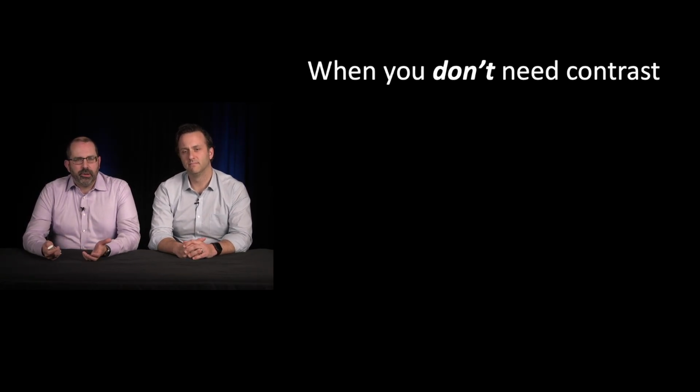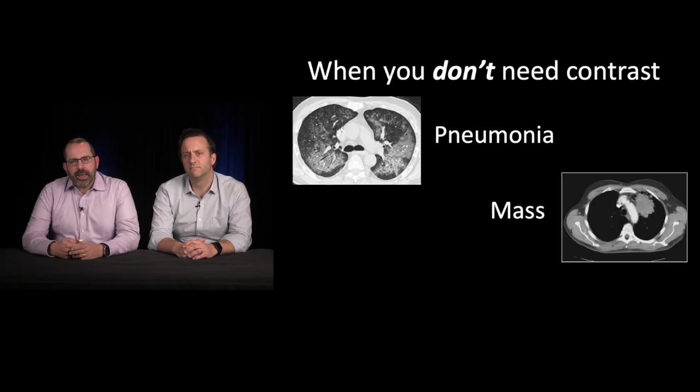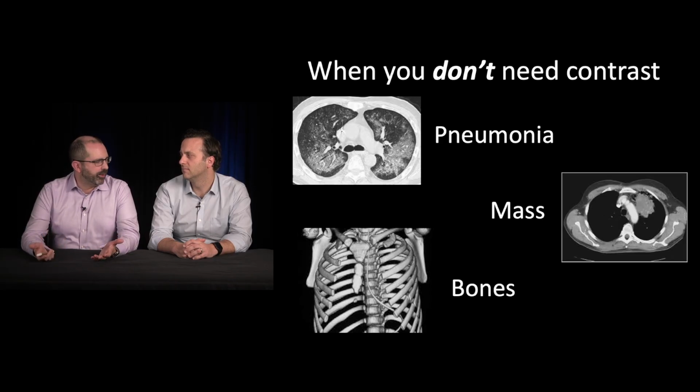When you don't need contrast, so if you're just looking for things like pneumonias, like you have a funky looking chest x-ray and you're like, oh, is that a pneumonia? Is that a mass? You don't really need contrast for that. Things like masses, you don't really need contrast for. And for the bones, so if all you're worried about are rib fractures, say you have an elderly patient who comes in with bad chest pain after a ground level fall, you're not really worried about an aortic injury, you don't necessarily need contrast for that.